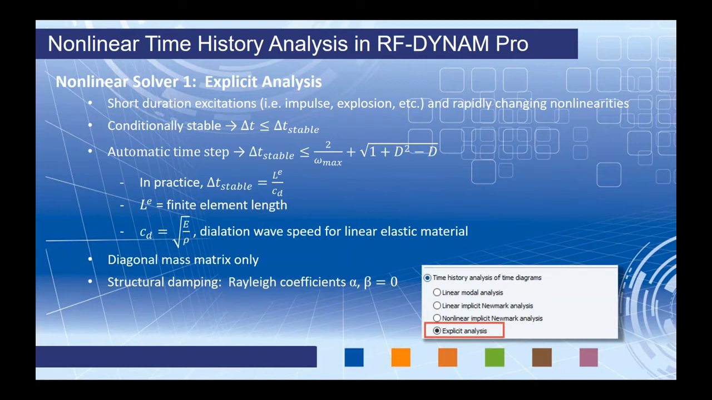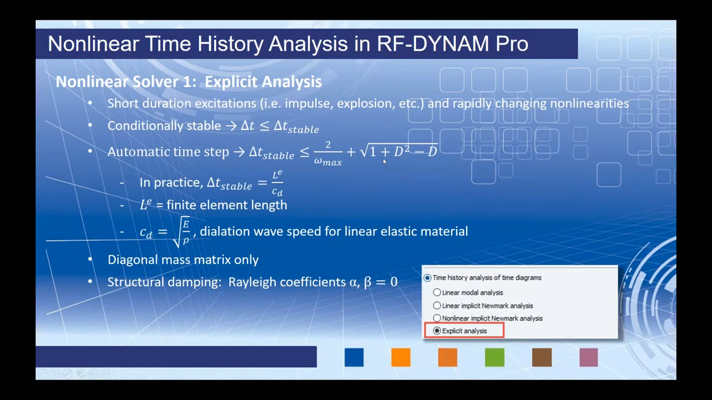Well, the question is, what is delta t stable? And you can see here that I've actually listed this formula. Now, the program can automatically determine what delta t stable is. So by all means, you can use the automatic time step within the explicit analysis solver. The equation is 2 over omega max times the square root involving Lehr's damping ratios.